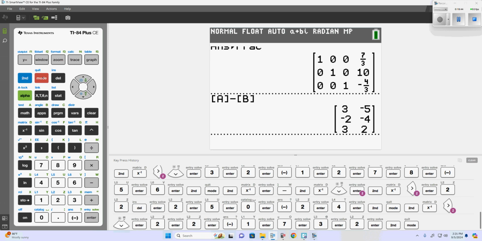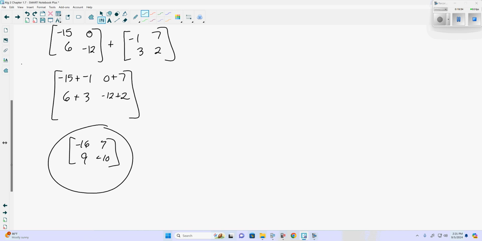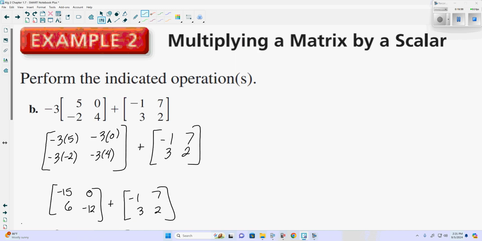Okay. All right, guys. So if we do this one in the calculator, the first thing we do is put the matrices in. So I put the first one in as A. I put the second one in as B. So here, I've defined this one as A and this one as B. So we have negative 3 times A plus B. Yes? So we're going to type it in just like that.